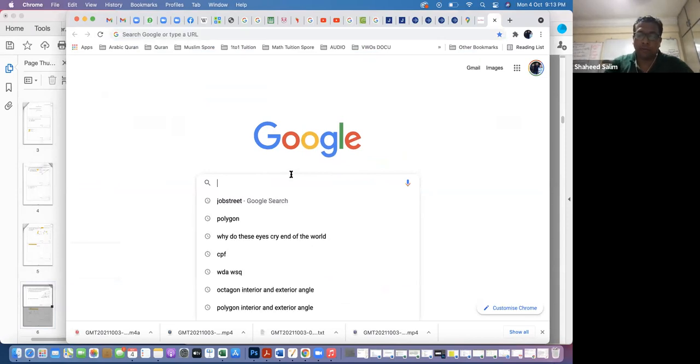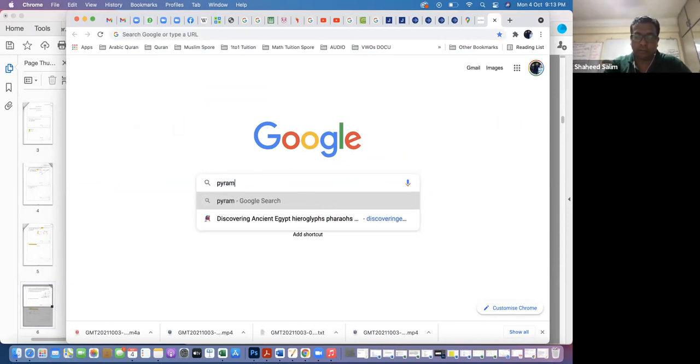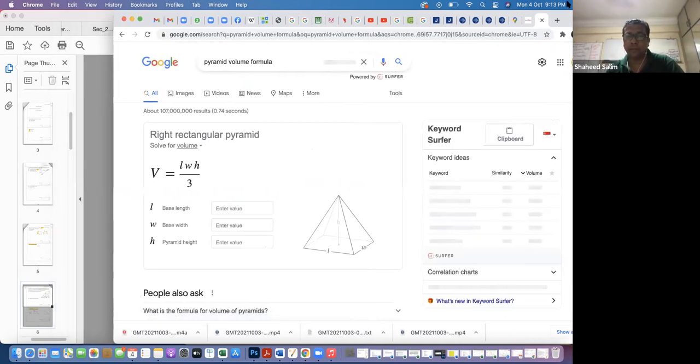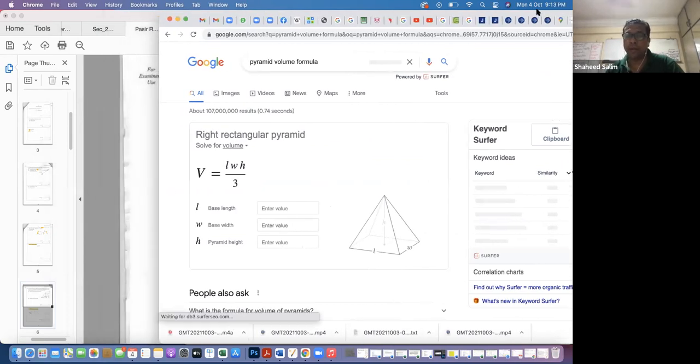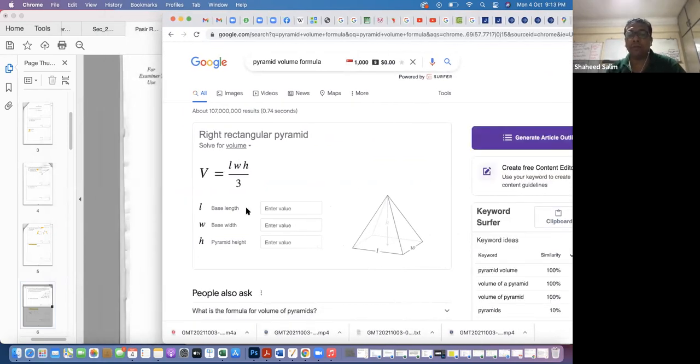Okay, what pyramid? Pyramid volume formula. Can see, right? So now they give you this formula like that. Length, width, height. Is length times breadth times height. Now, answer divide by 3. What we have learned in school is the same thing. Only thing they use 1/3 times length times breadth times height.